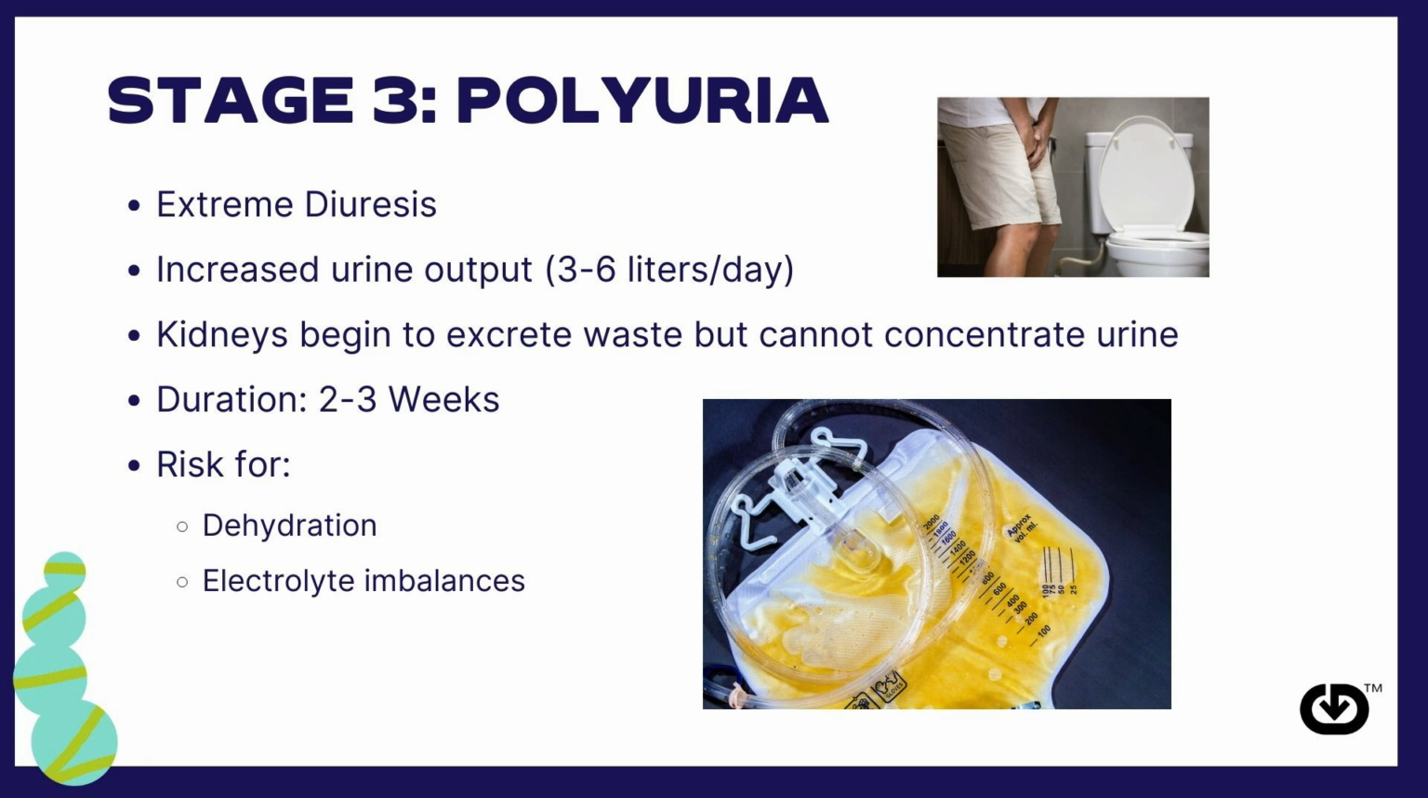We're talking 3 to 6 liters each day. So the kidneys are starting to excrete waste, that's great, but they cannot concentrate the urine. The duration of the stage usually lasts for 2 to 3 weeks, and the patients are at risk for things like dehydration and electrolyte imbalances.